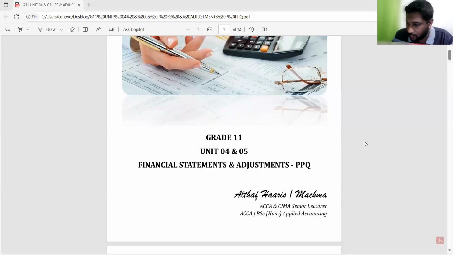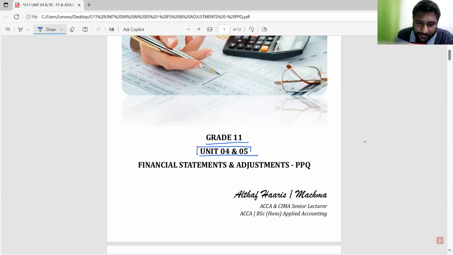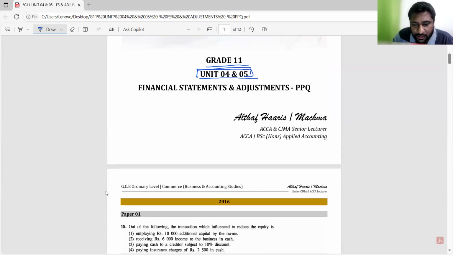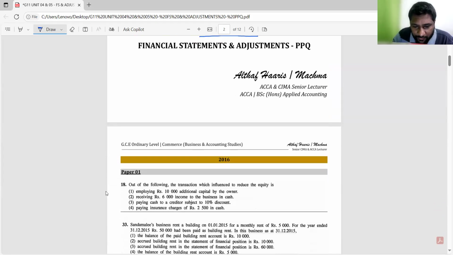Okay, so we'll start to discuss the questions from grade 11. Grade 11, unit number 4 and 5 together. Because unit number 4 is financial statements and unit number 5 is adjustments of the financial statements. Since both the units are connected together, we'll discuss the questions from unit 4 and 5.